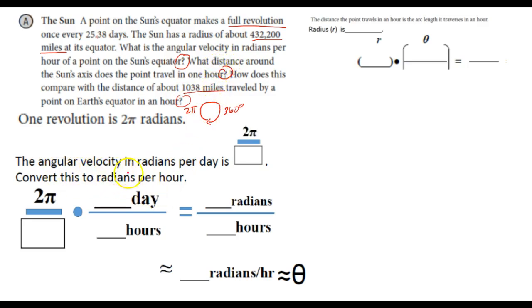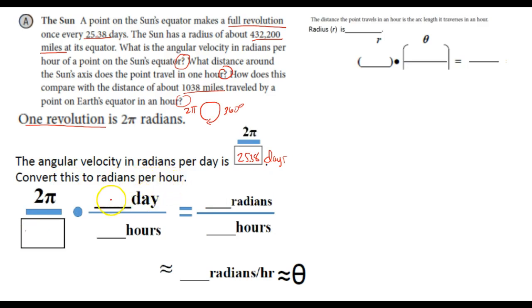Let's find first the angular velocity in radians per hour. First of all, in the problem they said that it goes 1 full revolution in how many days? They said in the word problem, 1 revolution in about 25.38 days. Now we're going to convert that to radians per hour.